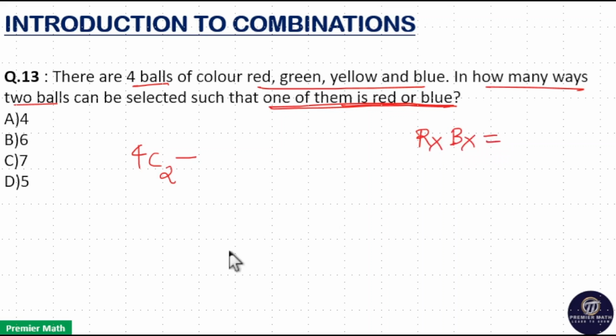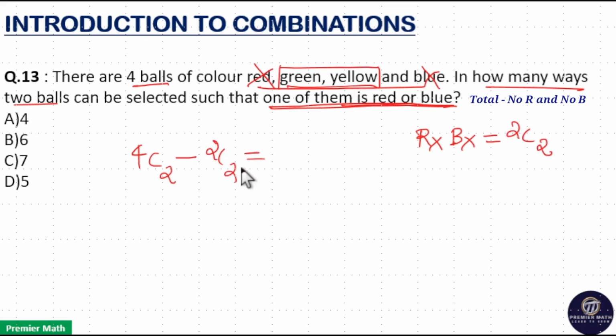No red and no blue means red cancel, blue cancel. Remaining is 2 balls. So if you select 2 balls out of these 2, this can be done in 2C2 ways. So subtract 2C2 from 4C2, then you will get your answer. 4C2 is 6 and 2C2 is 1. So 6 minus 1, 5 ways. Option D is your answer. Actually, this 1 means the chance of getting green and yellow. So when you get green and yellow, this doesn't include red or blue. So this is the one case, which is 2C2.